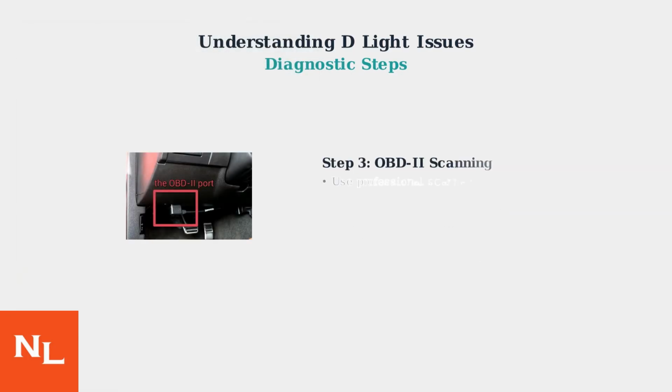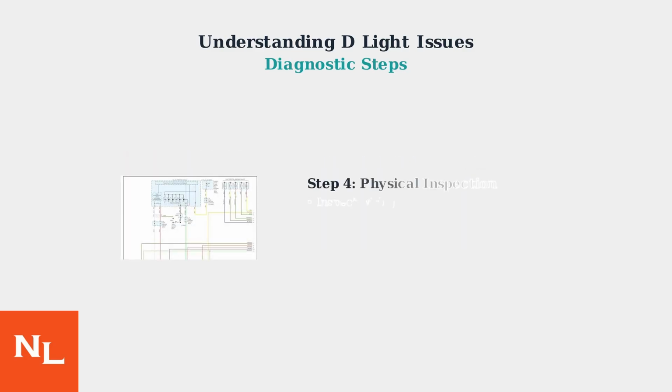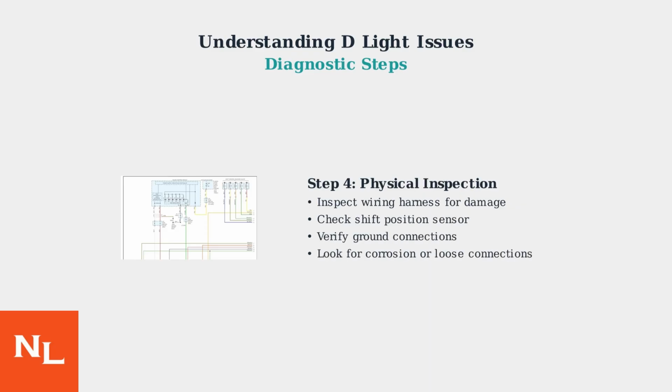Use an OBD2 scanner to retrieve transmission fault codes and analyze live data. This will help pinpoint the exact problem and provide freeze-frame data showing conditions when the fault occurred. Finally, perform a physical inspection of the wiring harness, shift position sensor, and ground connections. Look for any damage, corrosion, or loose connections that could cause the D-light issue.